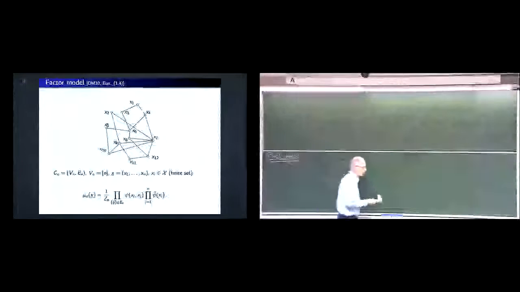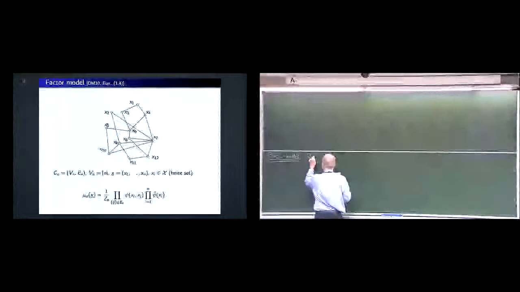Let me write the formula for the partition function, this quantity, which will be of interest to us. The partition function Z_n will be the sum over all possible x.